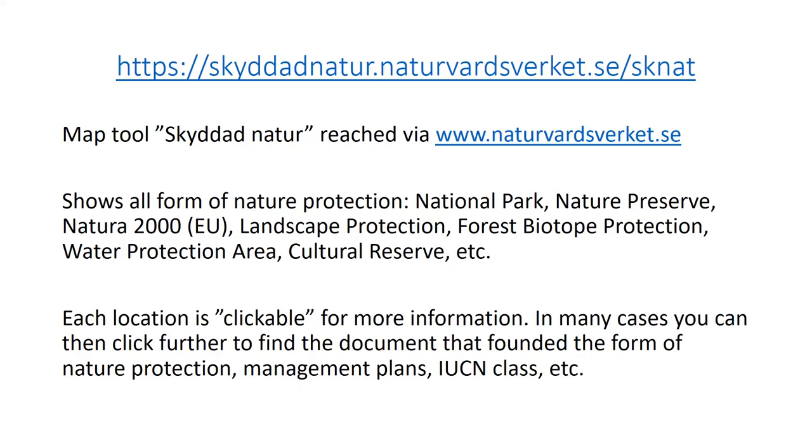Now, this tool about protected nature, which Naturvårdsverket has established, you can use the link as I've included directly at the top of the page, or you can try to find it via naturvårdsverket.se. When you go to this web-based map tool, all the forms of nature protection that exist in Sweden are shown: national parks, nature preserves, Natura 2000, which is a name for two kinds of nature protection that are part of the EU, landscape protection, forest biotope protection, water protection areas, cultural reserves, etc.